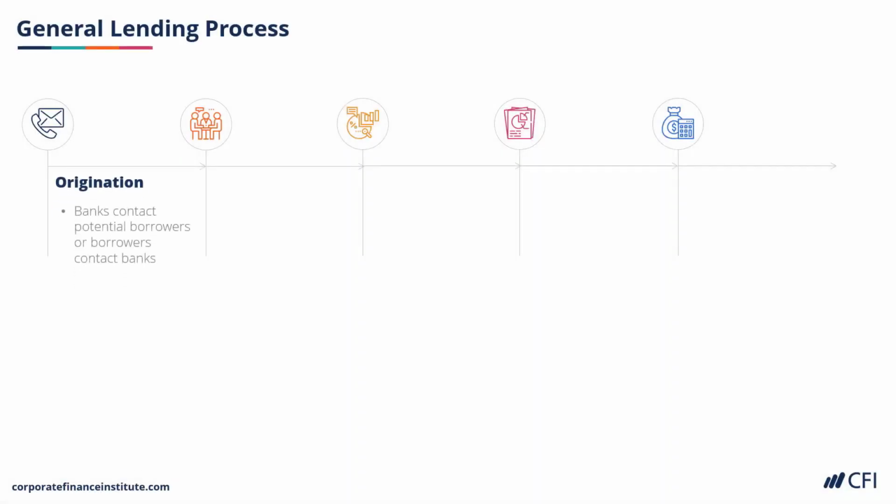It all starts with origination, where banks and borrowers get connected and they discuss a lending opportunity. Then there's negotiation, where the lender and the borrower discuss the amount, the interest rate, and some of the covenants that may be required as well. Ultimately, at this point, the borrower submits an application for the loan after some discussion has happened.